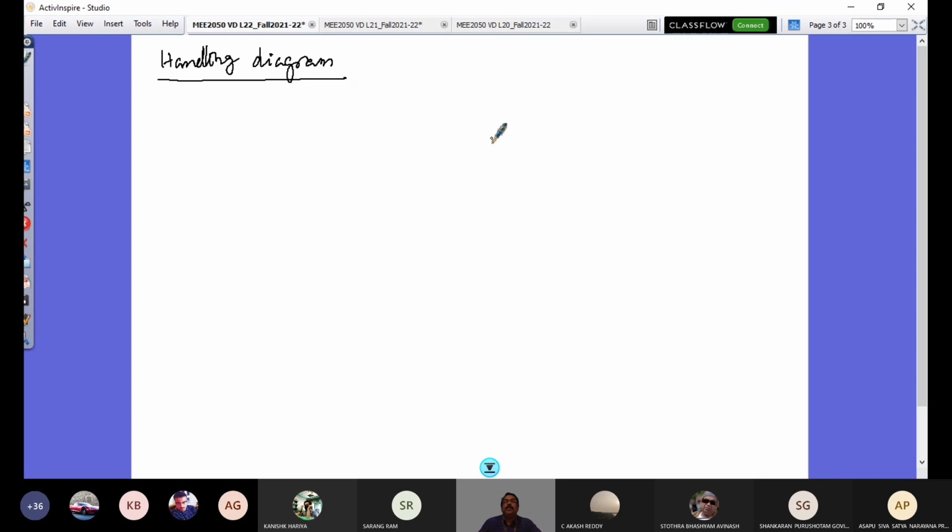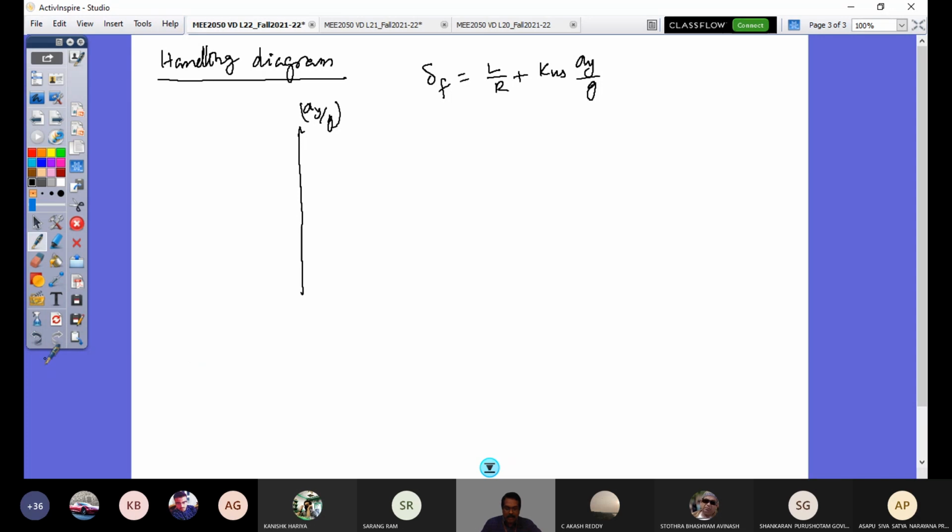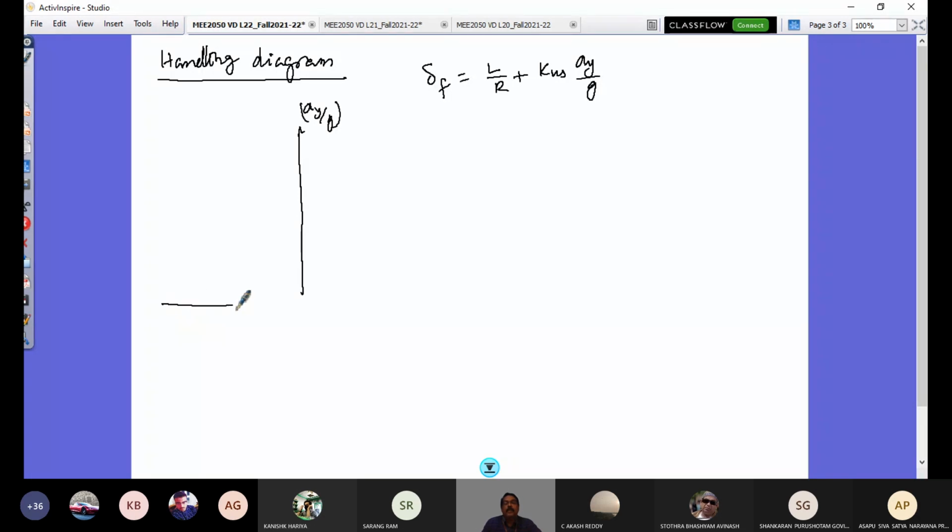To draw the handling diagram, let's again look at our fundamental governing equation, L by R plus KUS into AY by G. I'm looking at this again. I'm going to draw this diagram taking on the y-axis my lateral acceleration, AY by G. And on the horizontal axis, I'm going to take a parameter that's coming from this.